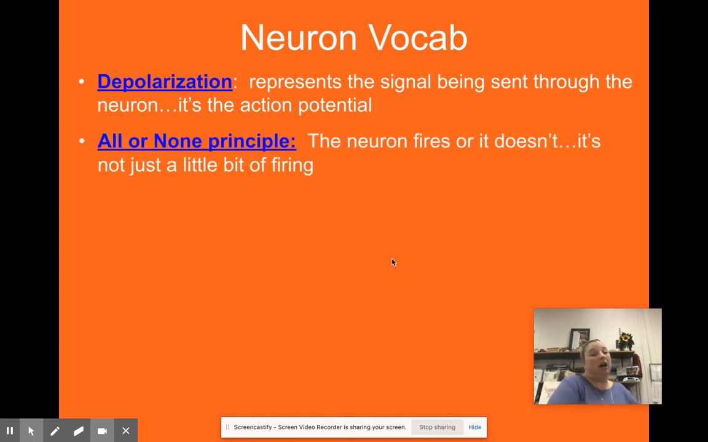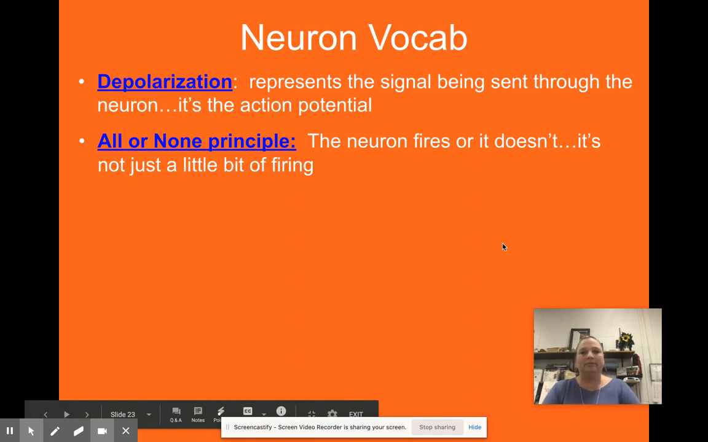The next one is the all or none principle, and it's very simple. The neuron either fires or it does not. It doesn't just fire a little bit, it doesn't fire partially. Once that message goes through the whole neuron with our arm and all that, sends out, it's already gone. There's no partial signal, it just fires.